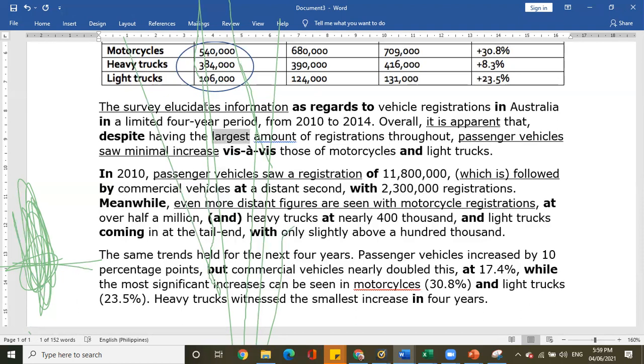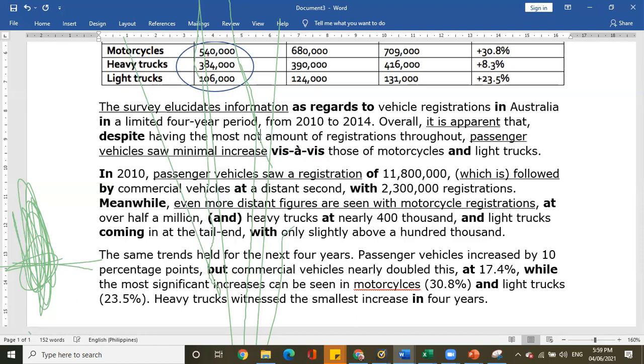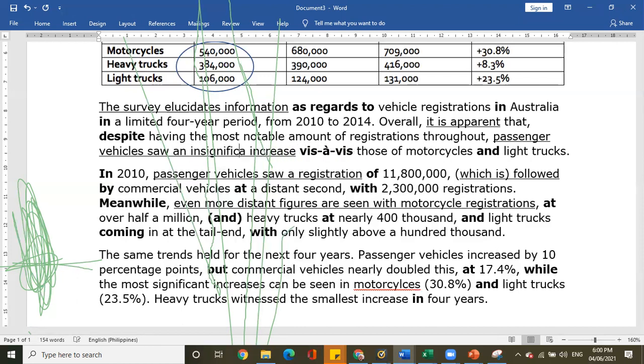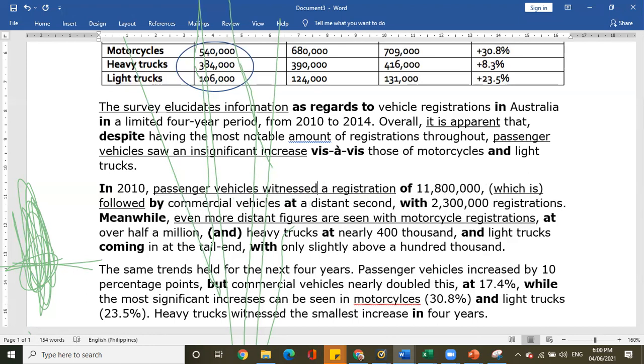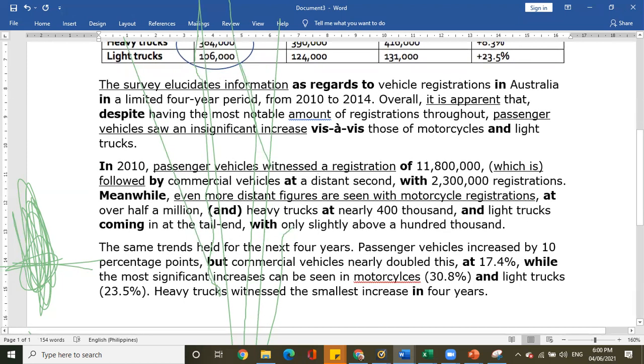Instead of largest, the most notable amount of registrations throughout. Passenger vehicles saw an insignificant increase vis-a-vis those of motorcycle. Instead of saw, witnessed. Do you follow, people? We're just in the process now of improving all the vocabulary. We still have time, let's assume. And then, which is followed by commercial vehicles at the distant second.